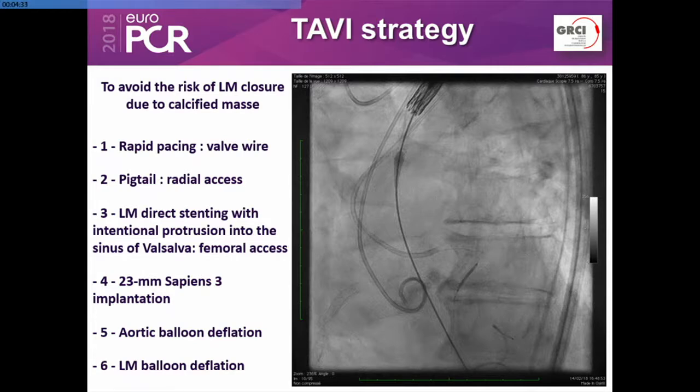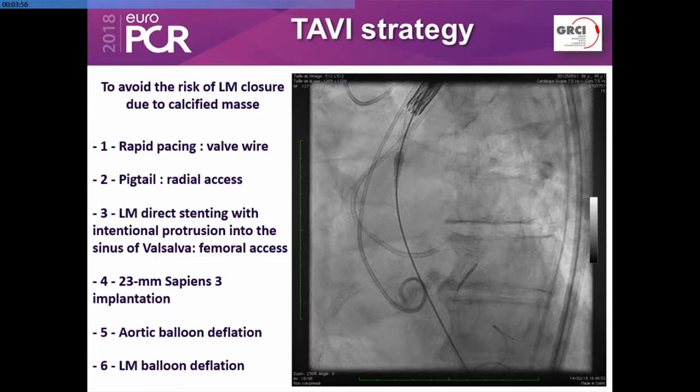The steps were as follows. The first one, to perform rapid pacing using the valve wire as usual, and to use a radial access to perform an aortic angiogram prior to deploying the valve. Next, to perform left main direct stenting with an intentional protrusion of the stent into the sinus of Valsalva to repress this calcification, then to implant the valve, followed by balloon aortic deflation first and left main stent deflation finally.